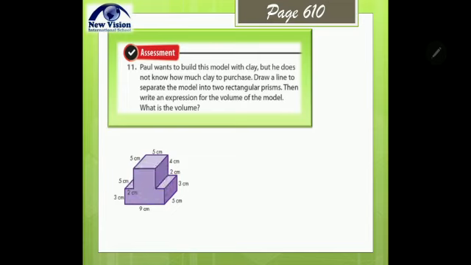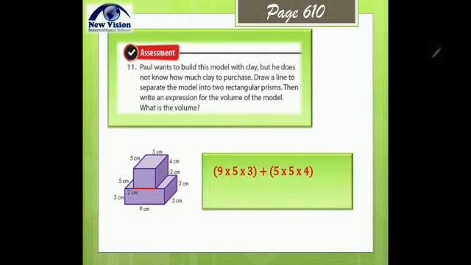Okay, let us divide our figure. So let's divide it horizontally, and our expression is 9 times 5 times 3 plus 5 times 5 times 4 equals 235 cubic centimeters.